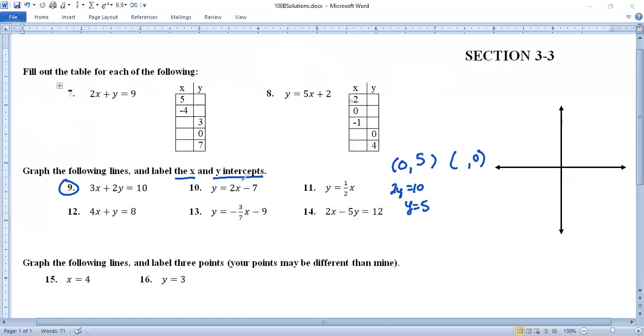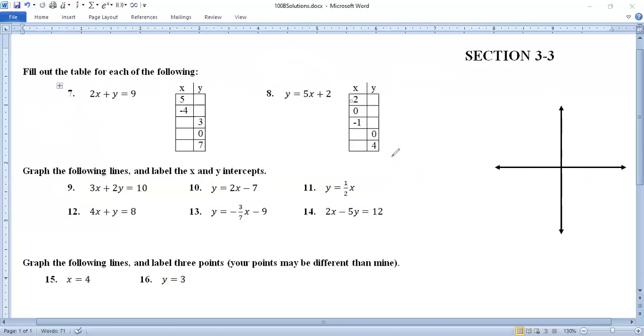And then if we stick in 0 for y, we get 3x plus 2 times 0 equals 10. Divide by 3 and we get x equals 10 thirds, which is about 3.333. So if we look at these 2 points, (0, 5) is about right up here, and 3.333, somewhere around there, that'd be all right. And then this line, little curvy there, that's the line. Good, with the x and the y intercepts labeled. Let's clear that off and go on to number 10.